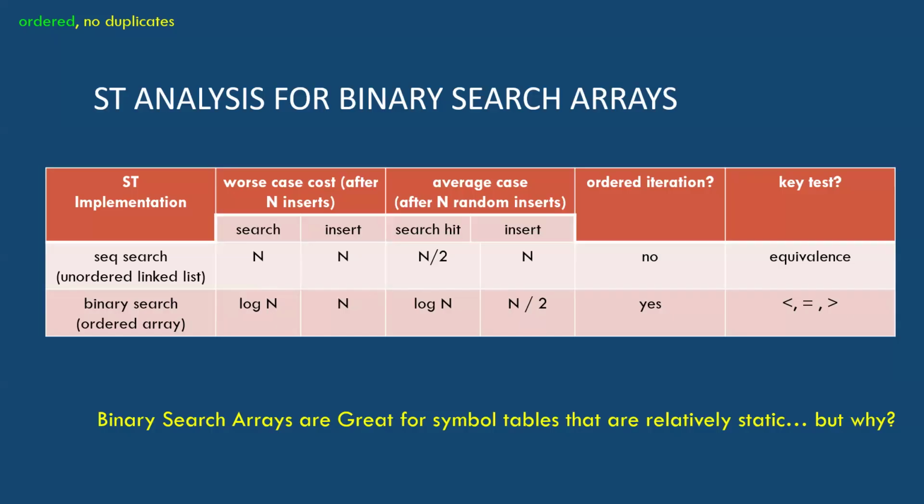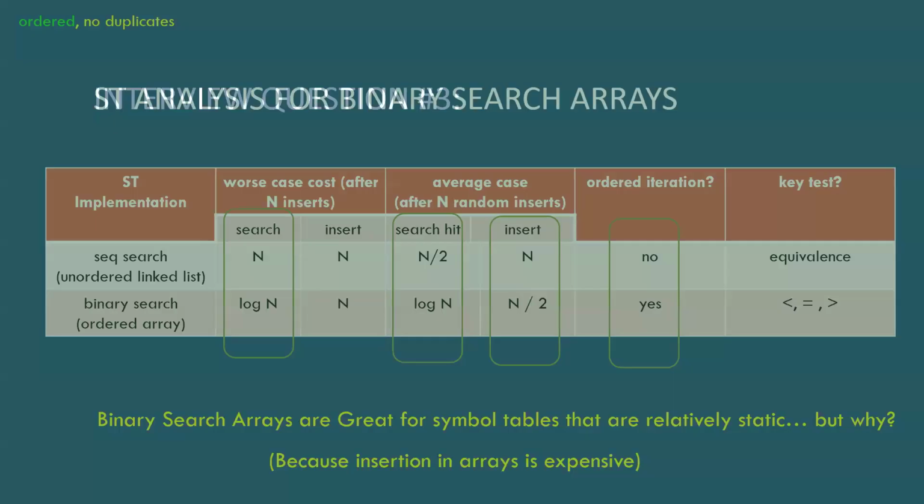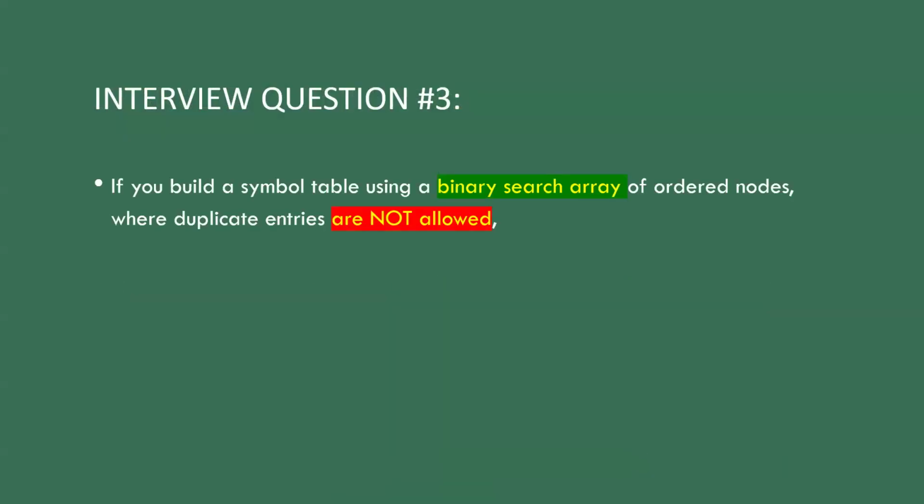So this is okay for relatively static symbol tables, but not if we're doing a lot of insertions, because insertions are going to be expensive if we have to copy the array data around. So that's better, but not perfect. A couple more just to think about.